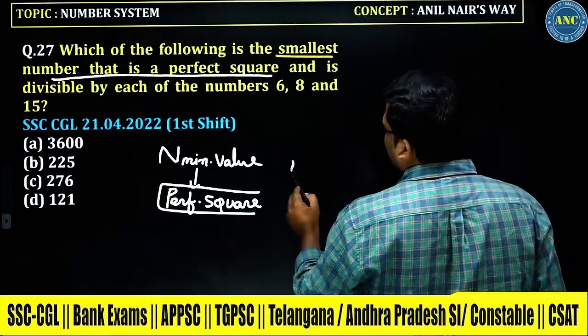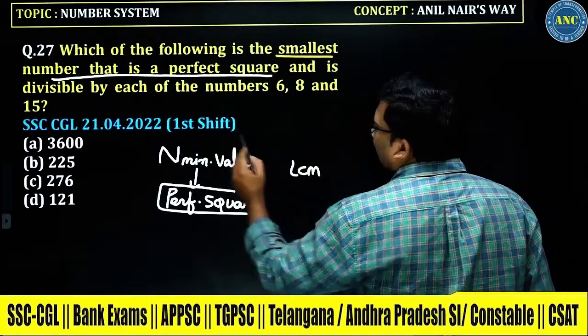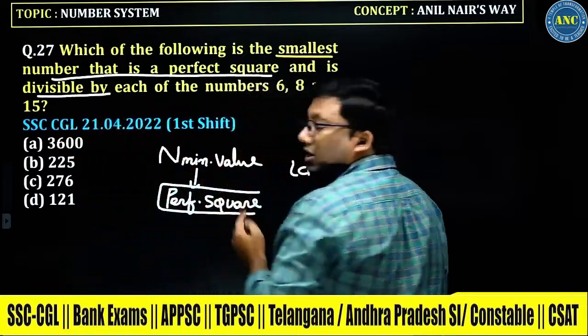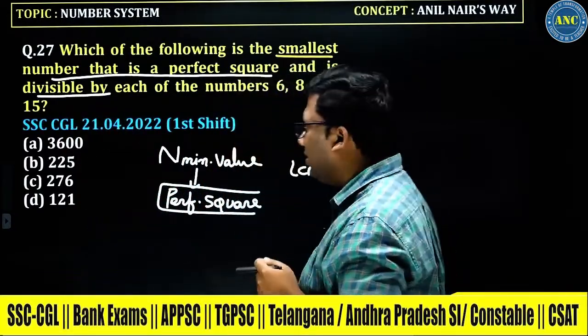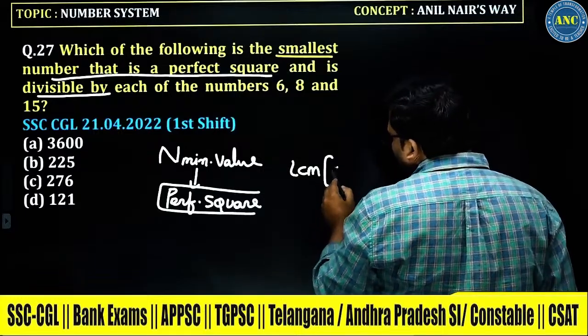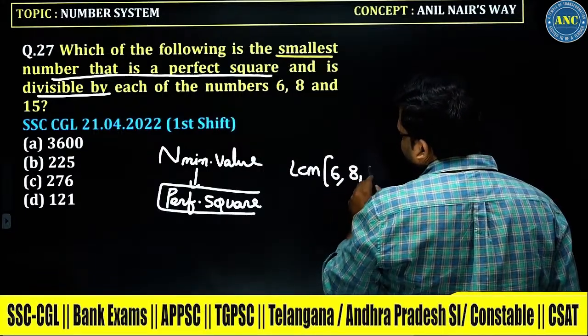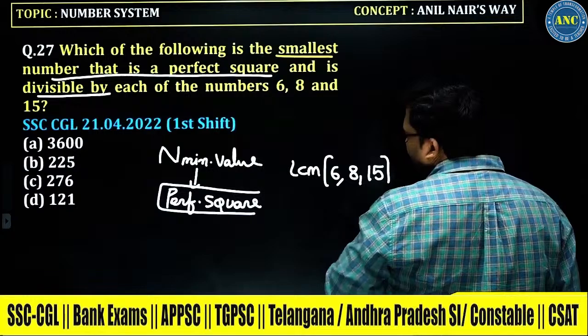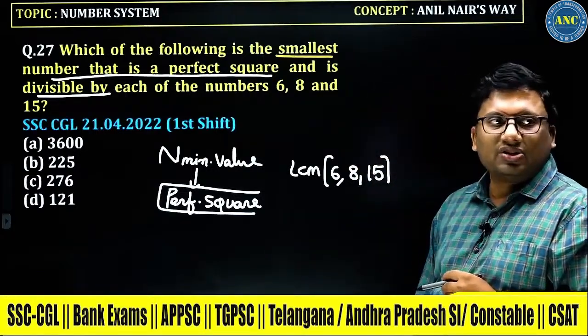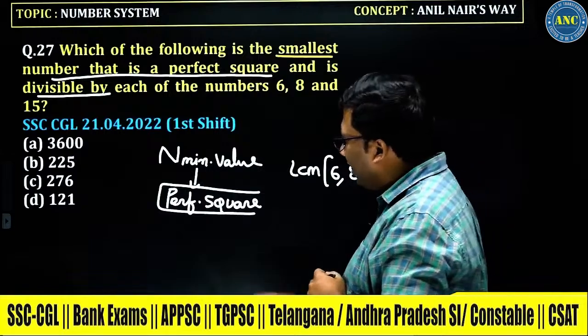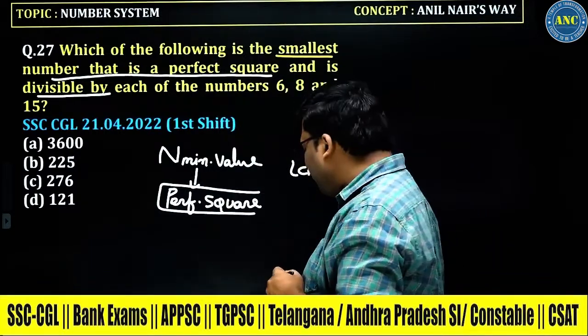And it is divisible by. Whenever there is the word divisible by, we should take LCM. Where it says divides, we should take HCF. So it is divisible by LCM of 6, 8 and 15. The answer should be divisible by LCM of 6, 8 and 15. First of all, he has clearly said that it is a perfect square.